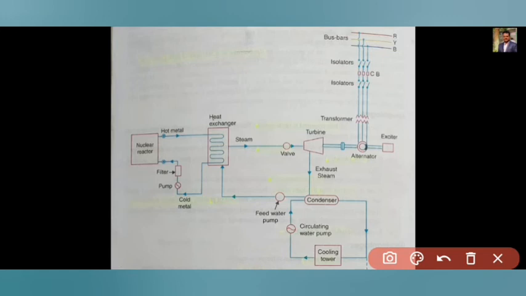Then we shall go to the disadvantages of the nuclear power plant. Every power plant has disadvantages also. The main disadvantage is that this fuel is highly expensive, and it is also rarely found in India and in other countries.